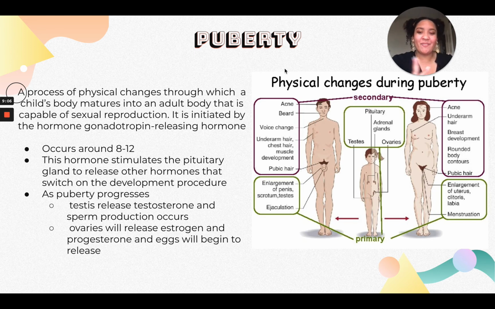So as puberty progresses, testes release testosterone and sperm production occurs. Okay. And then ovaries start releasing estrogen and progesterone, and these eggs begin to release. So that is all because of this hormone, gonadotropin releasing hormone.